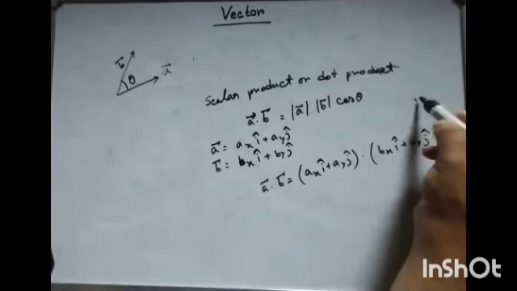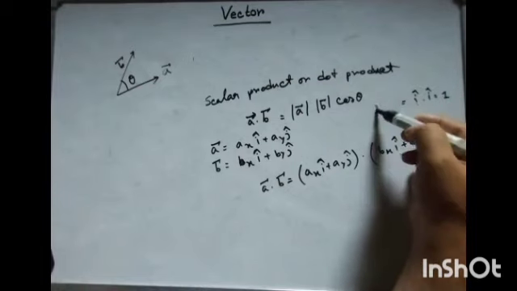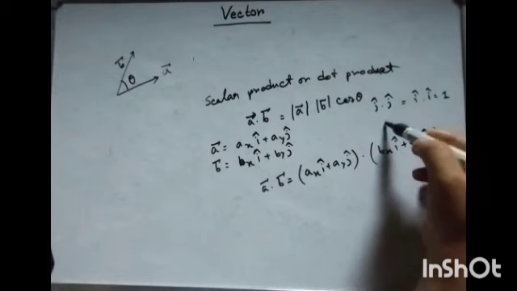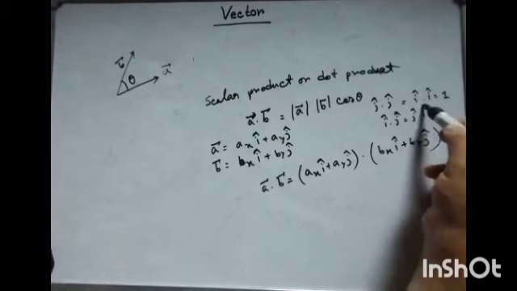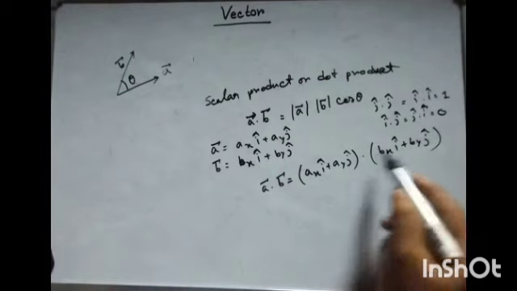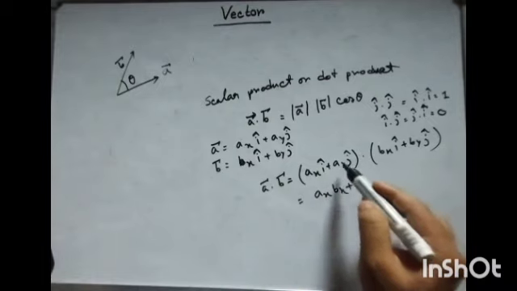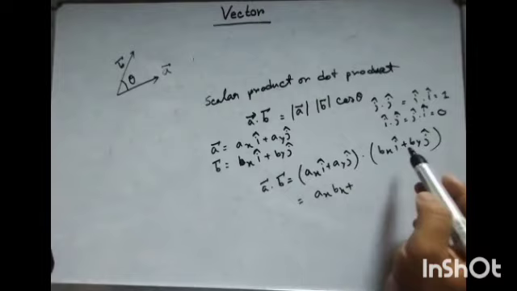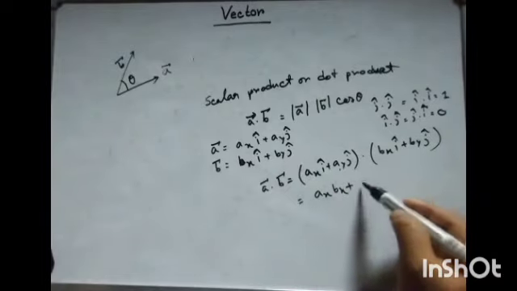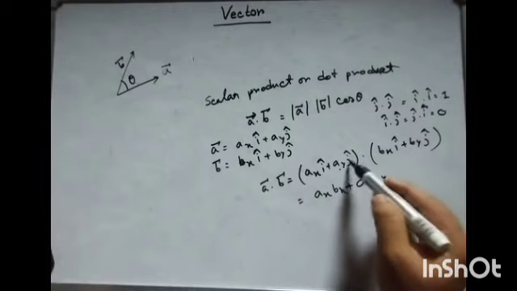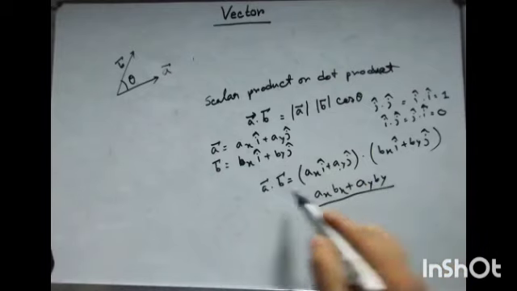Now i cap dot i cap is 1 and j cap dot j cap is also 1, but i cap dot j cap or j cap dot i cap is 0. So ax into bx, i cap dot i cap is 1, plus ax into by, i cap dot j cap is 0, and ay into by, j cap dot j cap is 1, so ax bx plus ay by. This is the dot product.